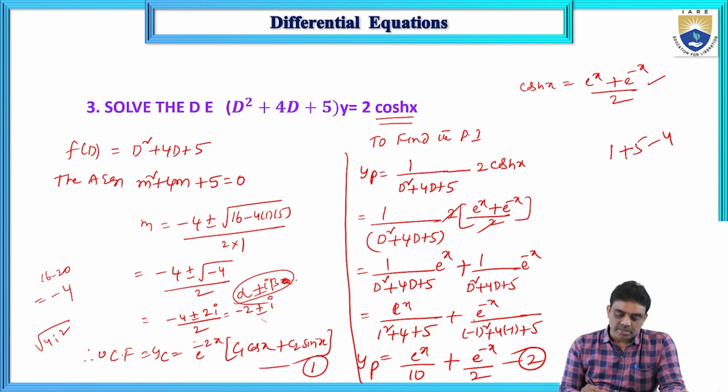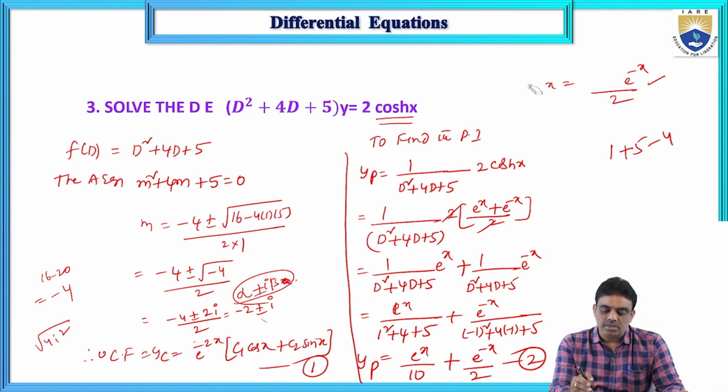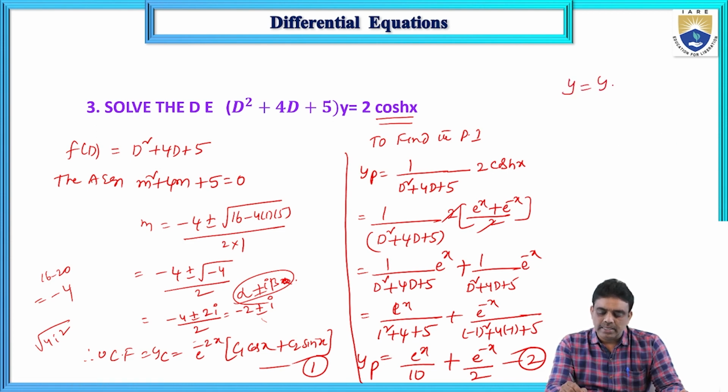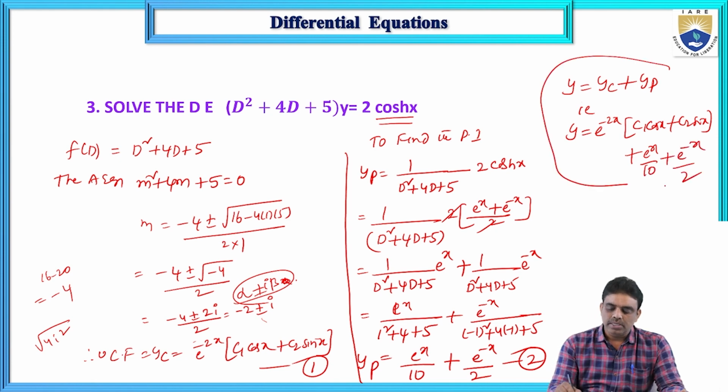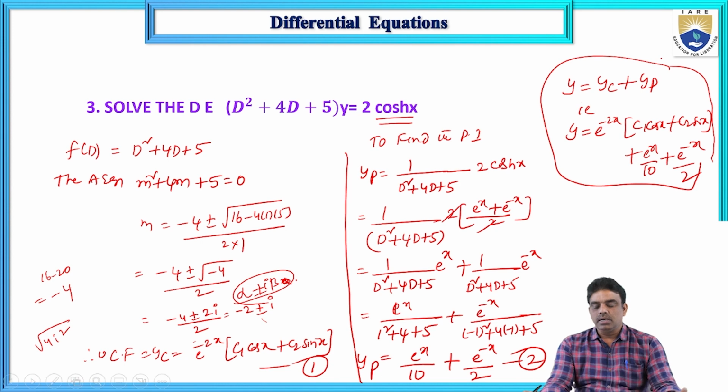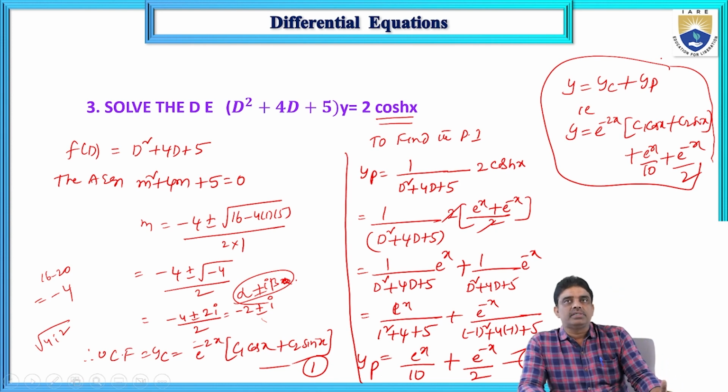Therefore, the complete solution. What is the complete solution? Here, y is equal to Yc plus Yp. That is, y is equal to e power minus 2x of C1 cos x plus C2 sin x, plus e power x by 10 plus e power minus x by 2, which is the required solution of the given differential equation.